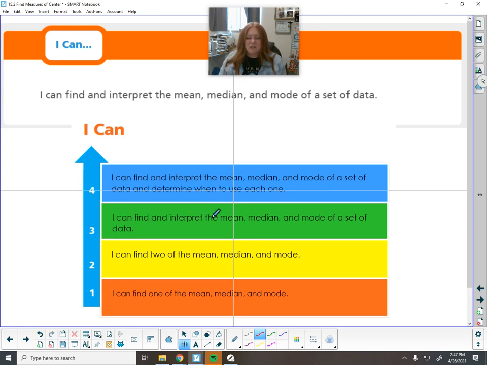If you can use all three, the mean, median, and mode today and find answers with those, that's a three. If you can find answers with those and determine when is the best time to use each one, that's a four. If you can do two of the three we're going to talk about today, probably the median and or maybe even the mean, that's a two. And if you can do one of those, that's a one. So just one way is a one. Finding two ways is a two. Three measures of center is a three. And deciding when you should use one compared to the other is a four.